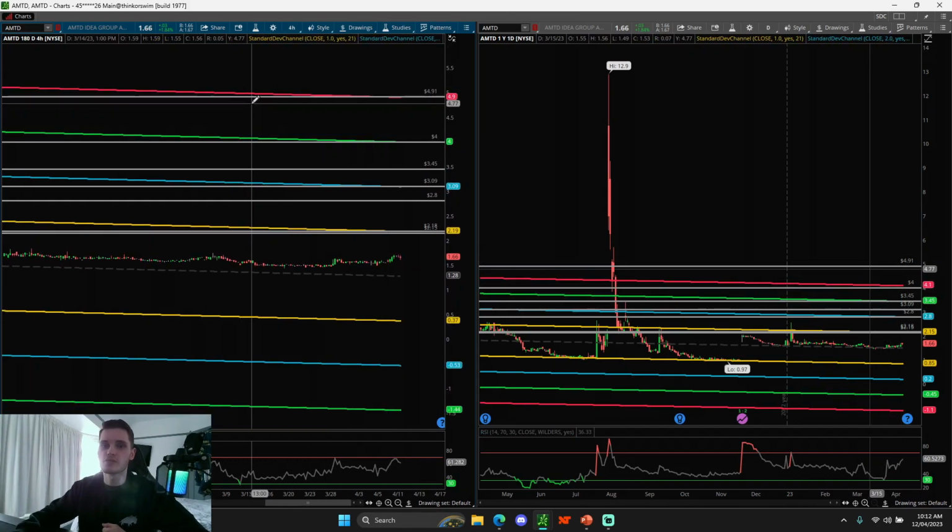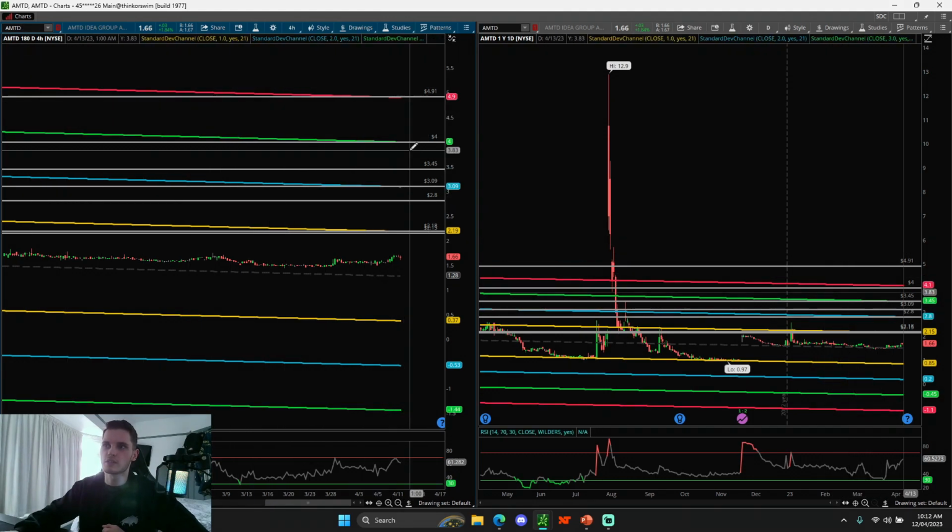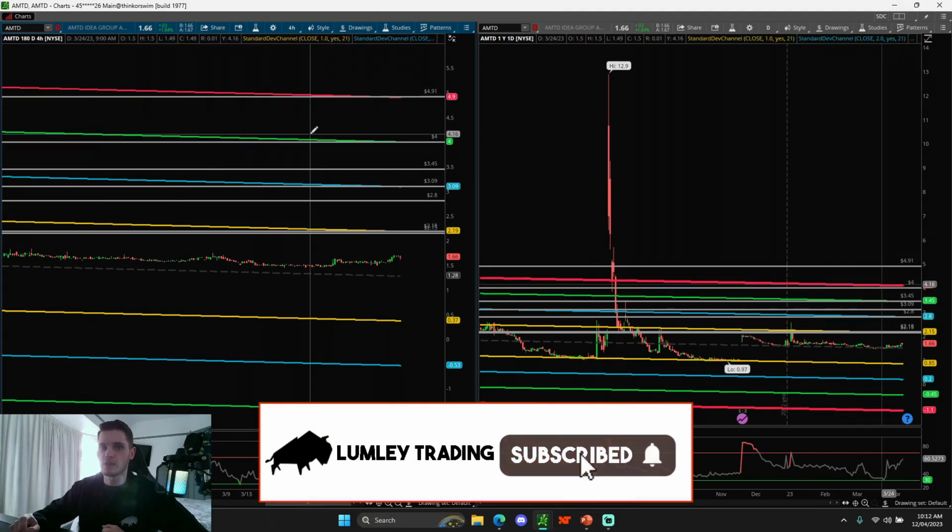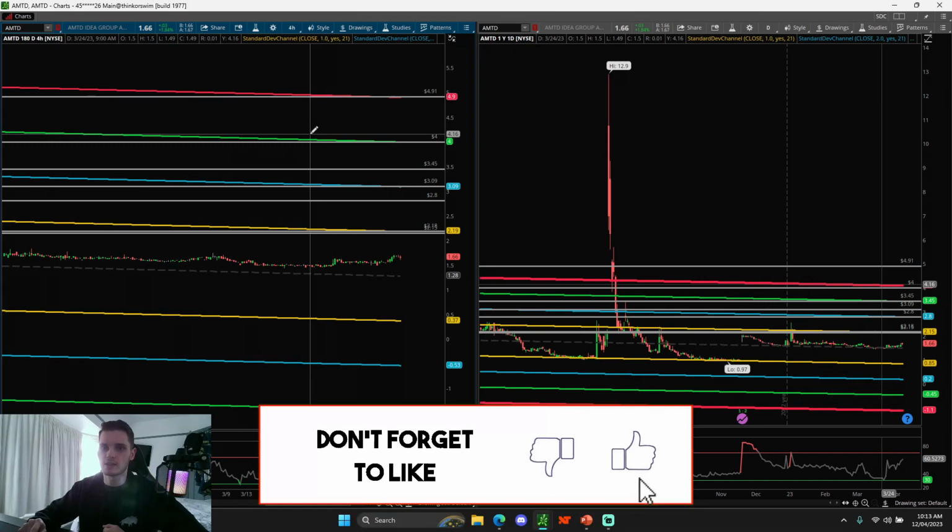But again, probably not something I'm going to trade myself. I don't really like small cap stocks. I don't trade them all that much. So probably something I'll stay away from, but it's just something I noticed, on how, if you want to use standard deviation channels, you can still trade HKD.